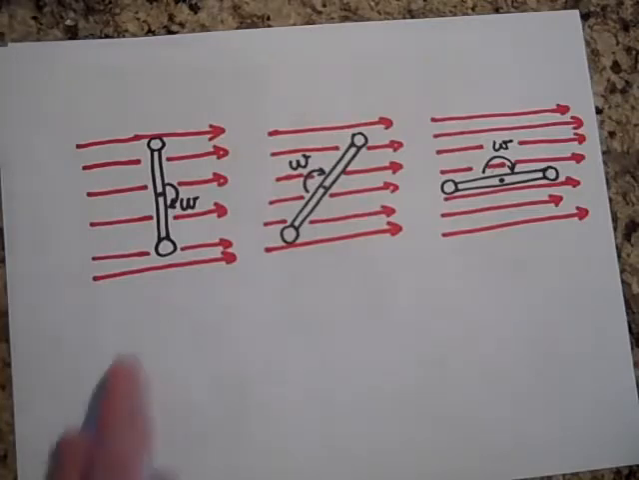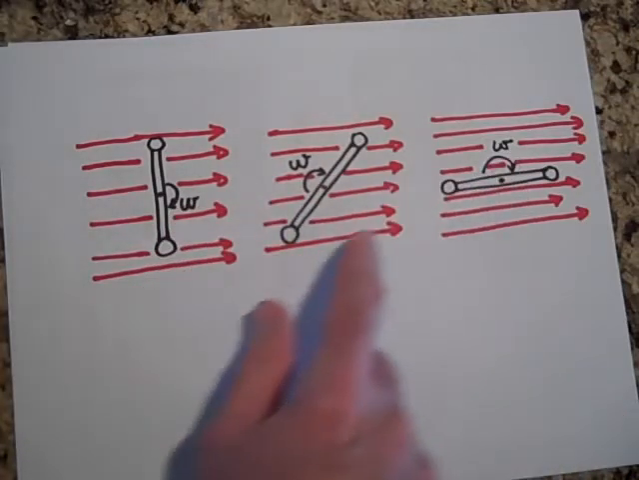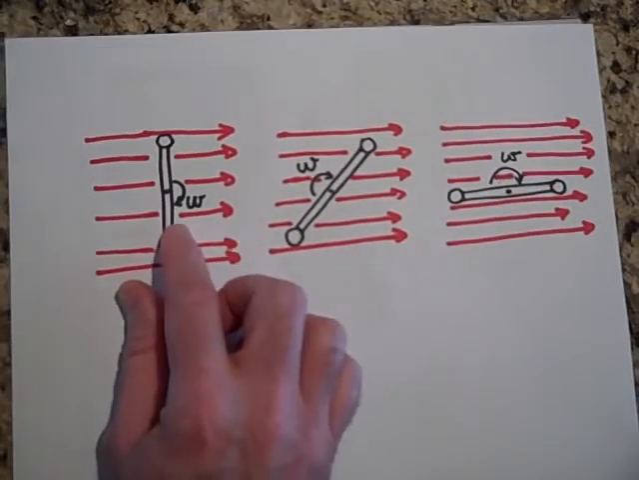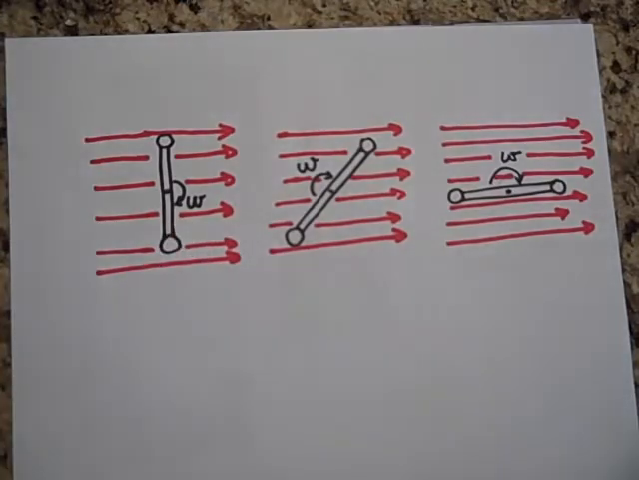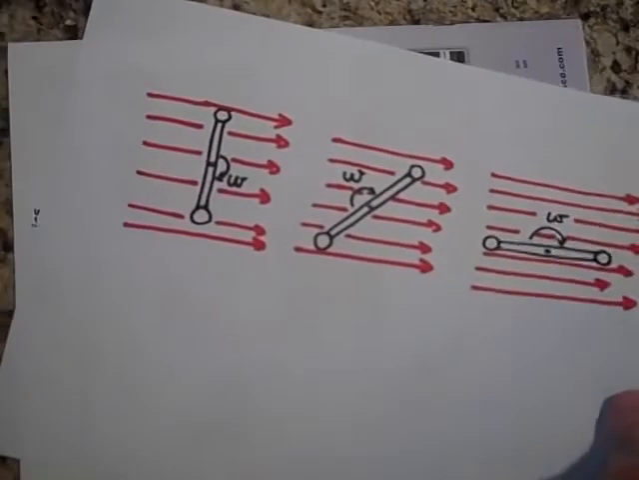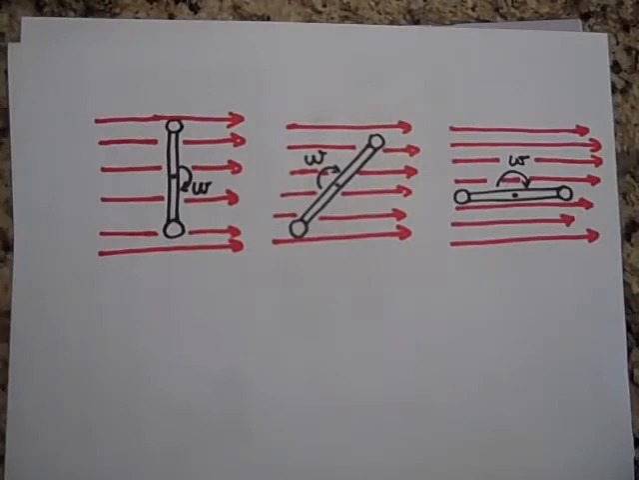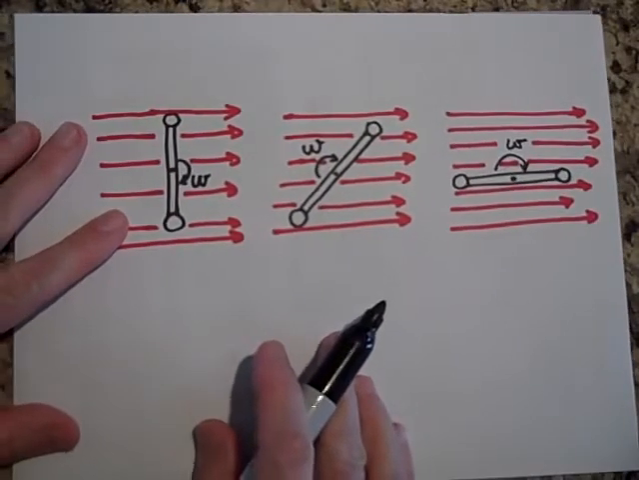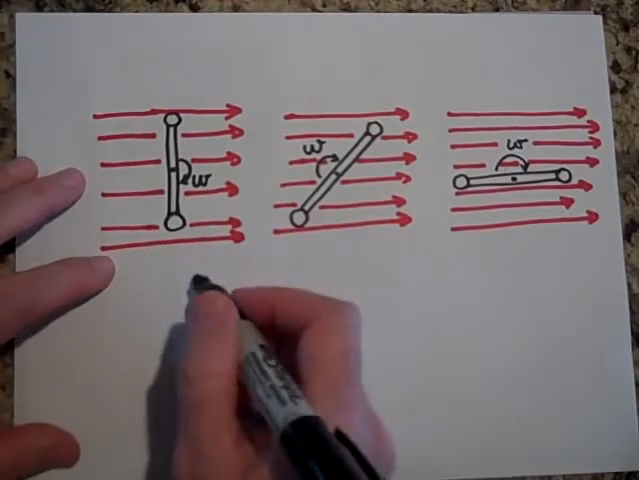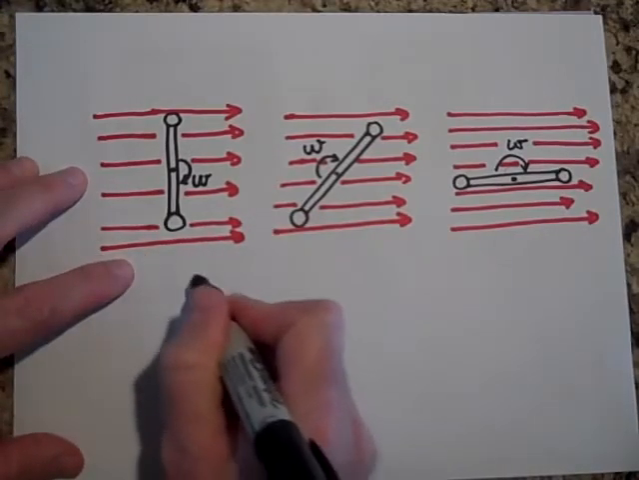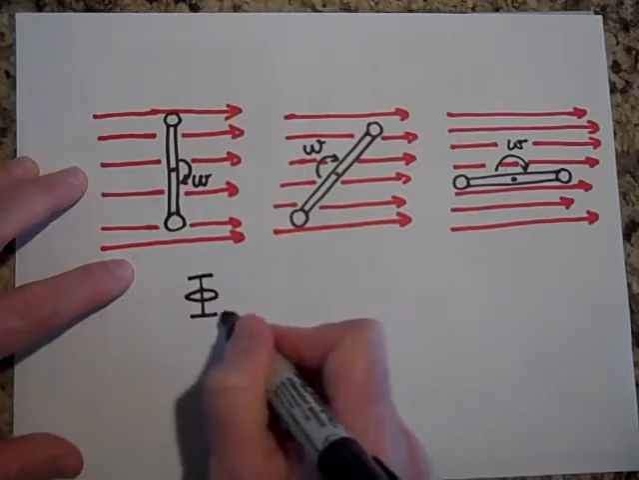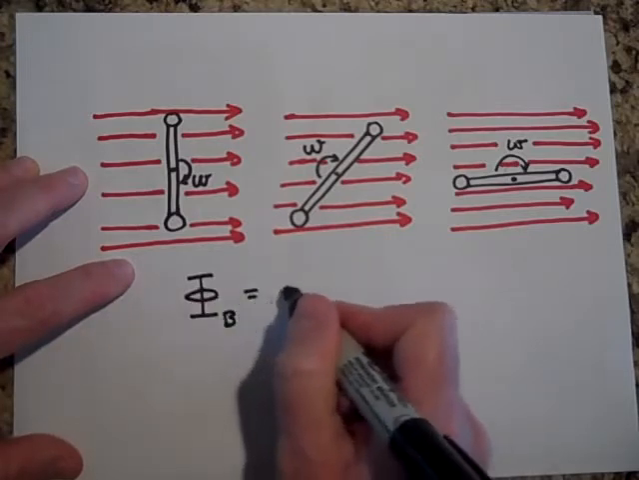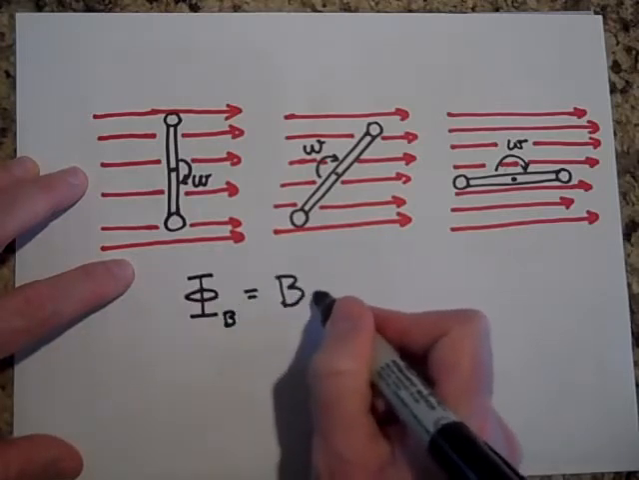Okay, but you're turning it with a constant angular speed, and that W is an omega, which shows the speed at which you're turning it. Before we go any further, let's talk about the flux. The field is going to be uniform, and the magnetic flux, Phi_B, is going to be B dot A.